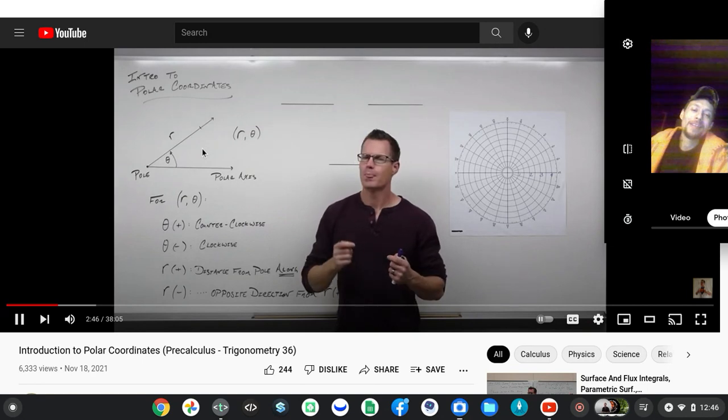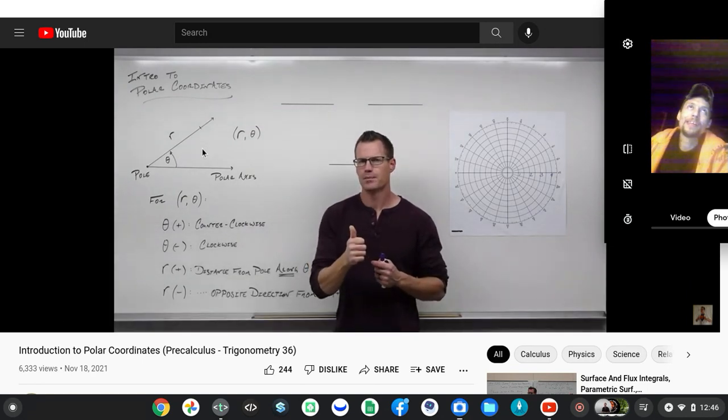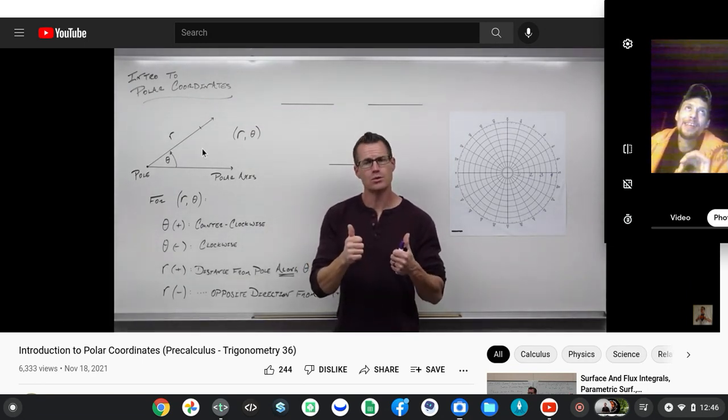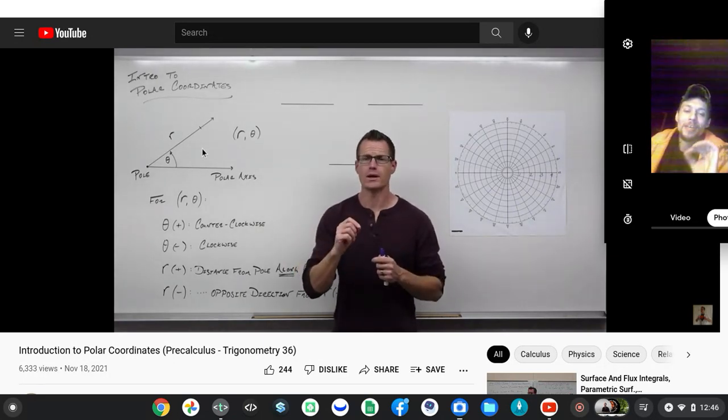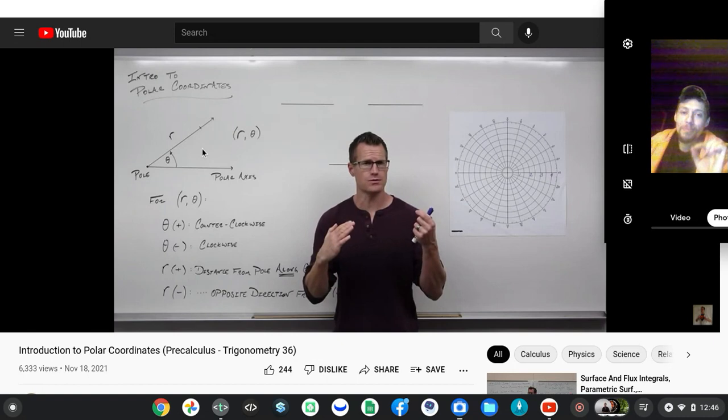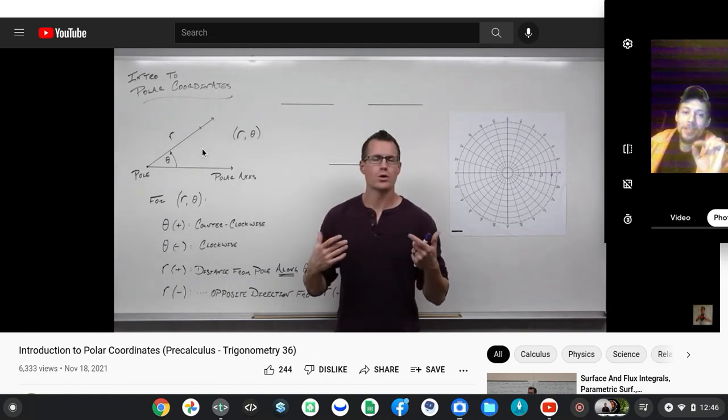Notice how with a given angle and a certain distance r, you'll get a given point. Now you don't get several points here; we get one point for a given angle and a certain distance from the pole. So we're going to practice the heck out of this.